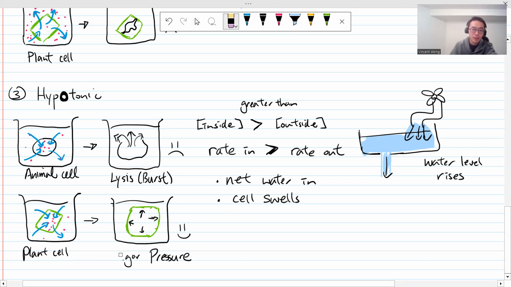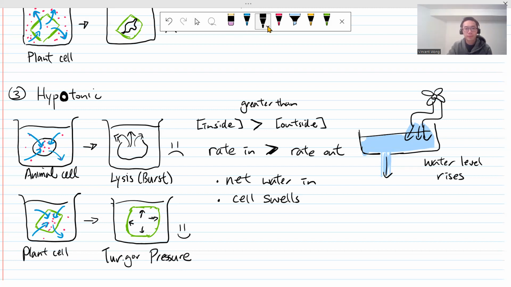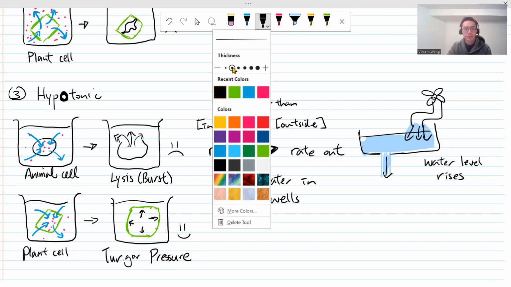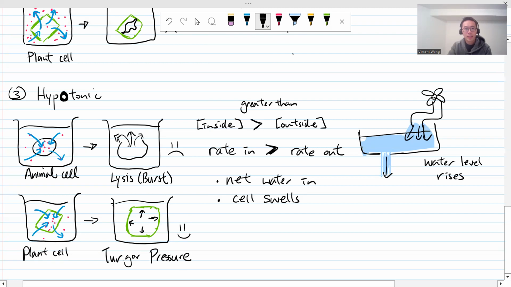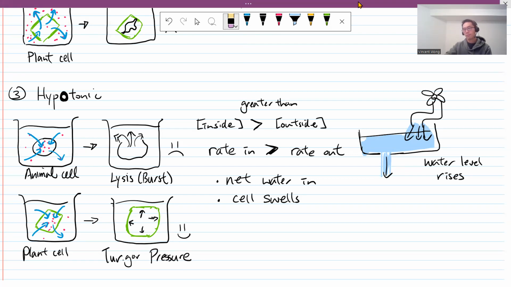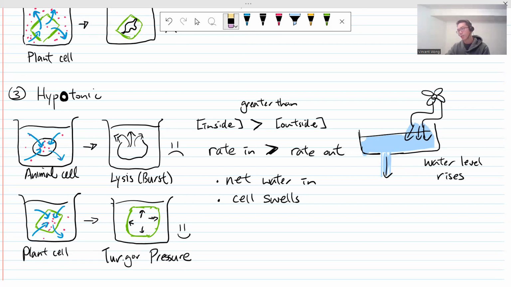Missing an R here, sorry. Turgor pressure. So that's it. Are we together with these three scenarios? Hyper, hypo, iso.